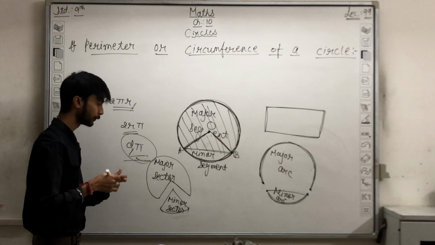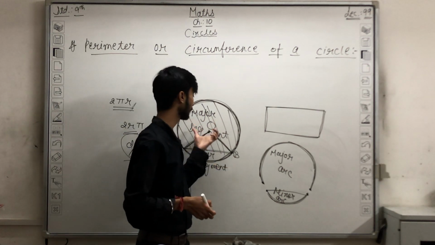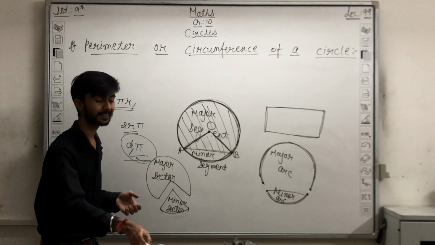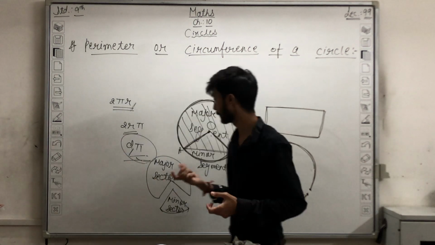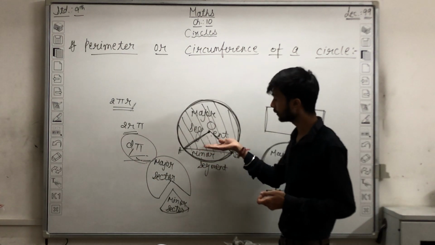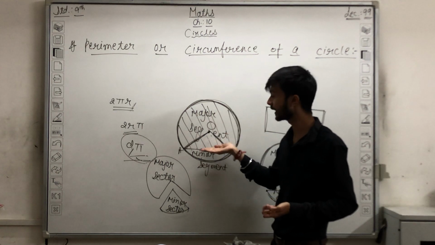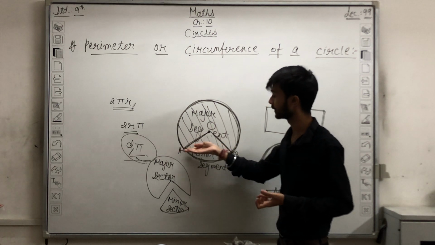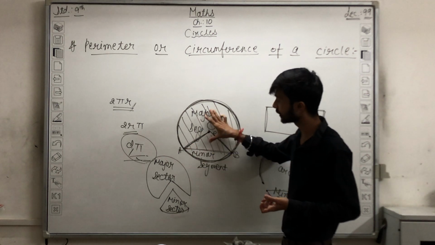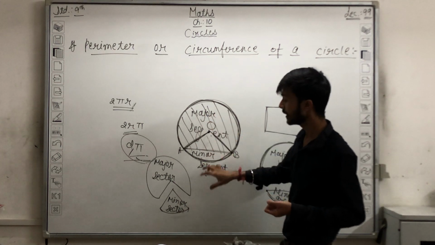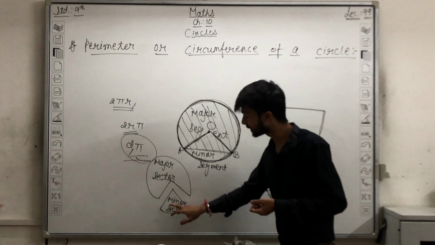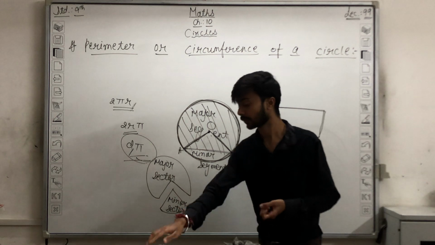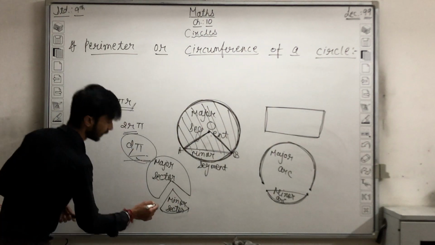So the confusion is between major segment and major sector. What you have to remember is that a segment is separated by a chord. A chord is a line segment, okay? So if a chord separates two regions, they are called the major segment and minor segment. But here you can see there is a triangle, so these are the major sector and minor sector.